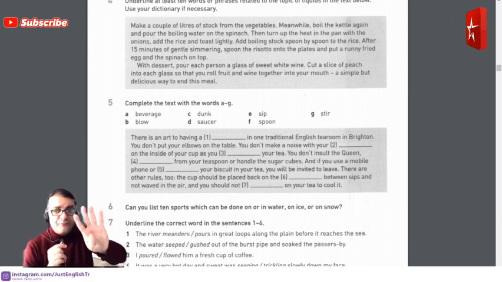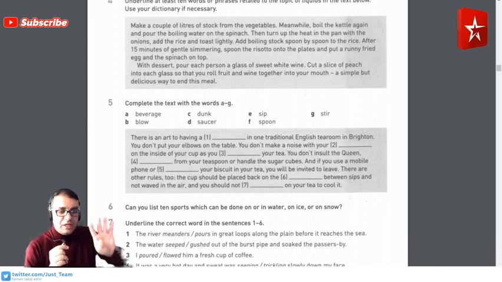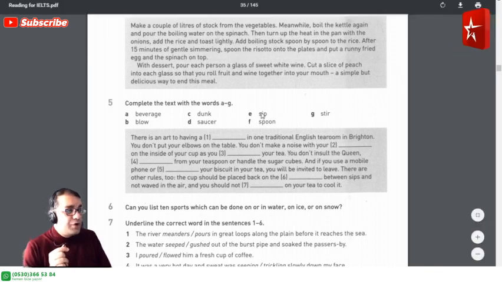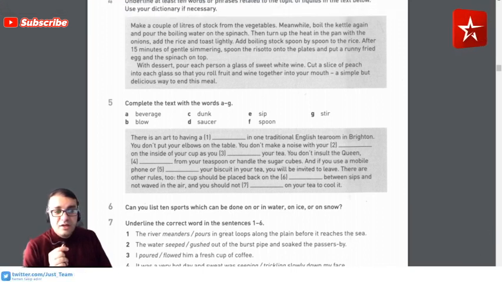Okay, let's go to number 4. Thank you, Hassan. Yes, stir, G. Let's go to number 4. Typhoon said, why not E? Okay, the word E is SIP. But look at the sentence which is mentioned in the word here: inside of your cup, as you sip your tea? No, it doesn't fit. Totally the meaning is gone. If you put G, stir your tea, that's a perfect one.